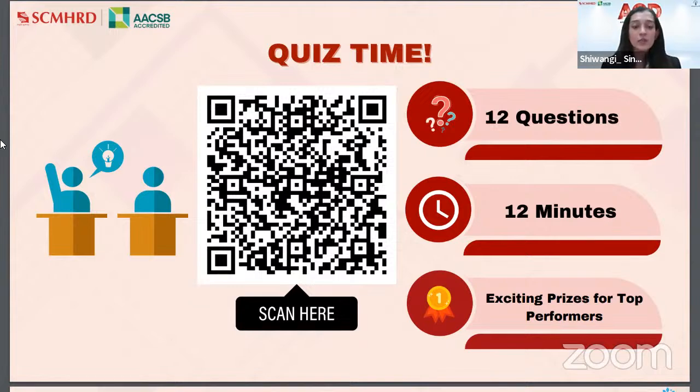You can scan the QR code for the question. Also, we'll have the link pasted in the chat box. So if somebody is facing any issue with the QR code, they can use the link and attempt the quiz. So all the very best to everyone. Your time starts now.